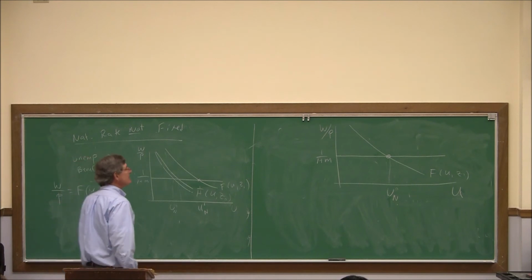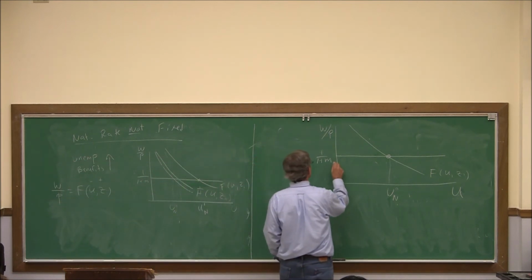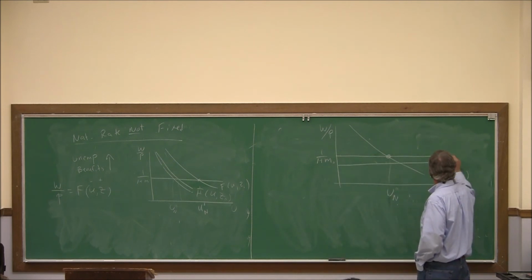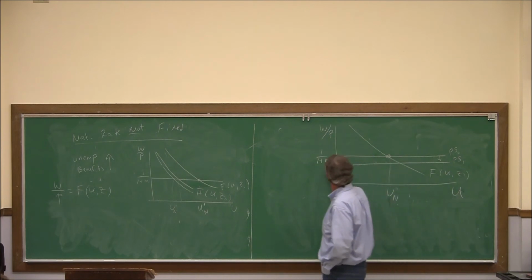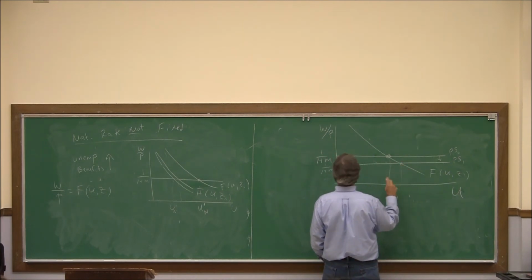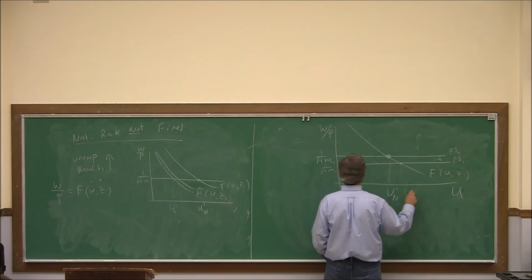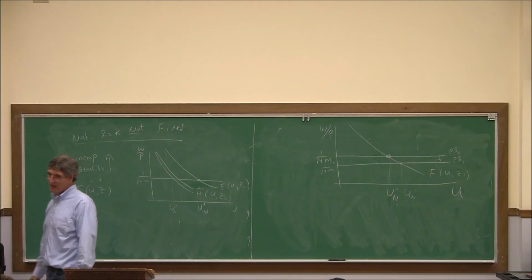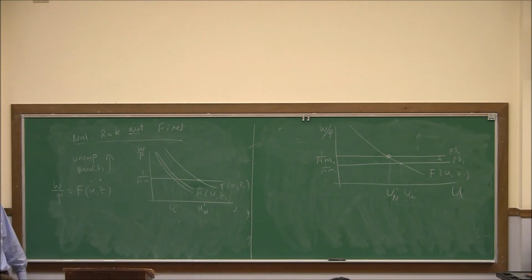And so the price setting equation would shift down. PS0, PS1. 1 over 1 plus M1. So what you should see is a lower wage, because firms have more power, lower real wage, and more unemployment.